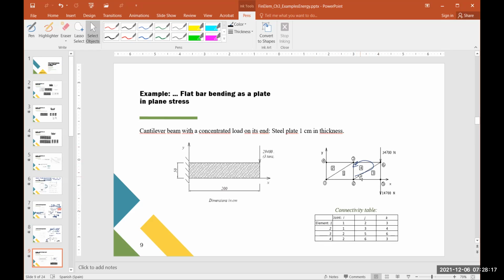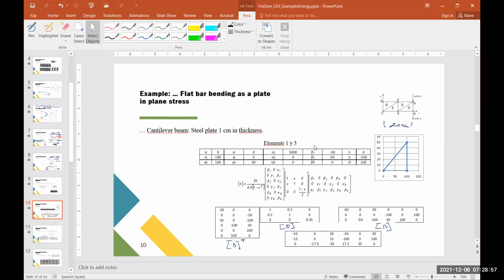So we took this partition, 4 elements, and we see that there is some parallelism between elements 1 and 3 and 2 and 4. This is our connectivity table, and you see immediately that every element is defined with 3 joints, which are named in the counterclockwise direction. For example, element 4 is 263. So we have obeyed our previous convention. 1 centimeter in thickness, this is very important too.